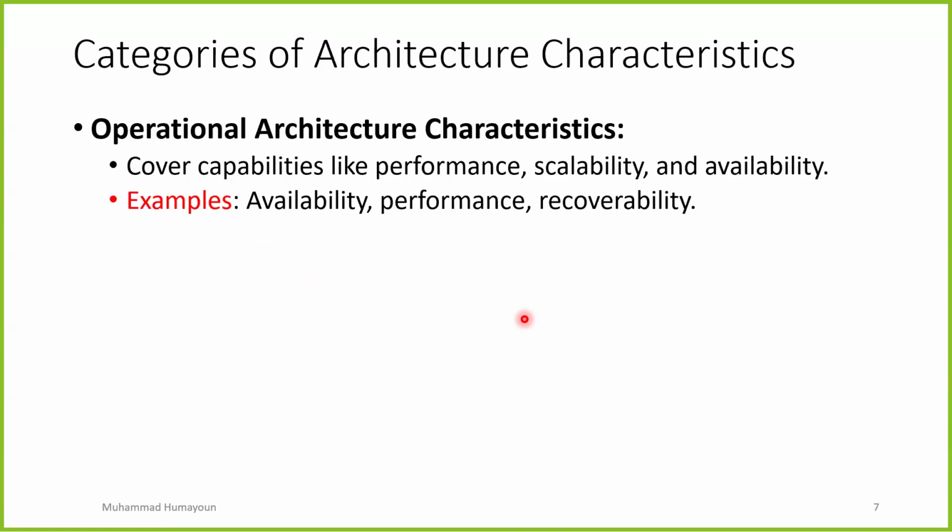So you can have operational architectural characteristics, covering capabilities like performance, scalability, availability. These are the most common ones that come back again and again. It could be availability, scalability, performance, or recoverability: how easy it is for you to recover from a setback if your software is down. So these are operational characteristics. It's more like where you host your system, that it will be controlled by that.